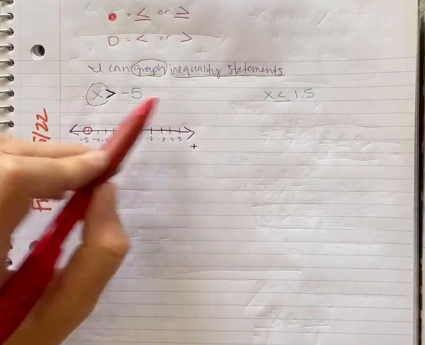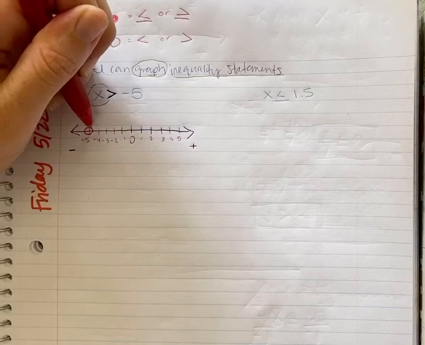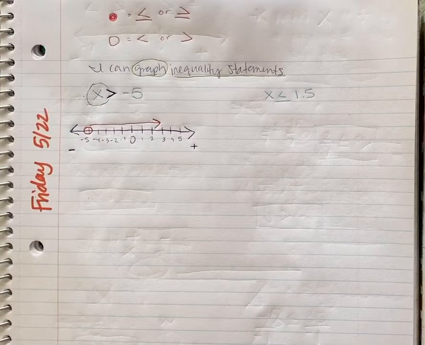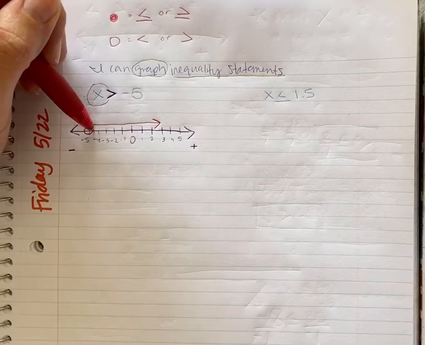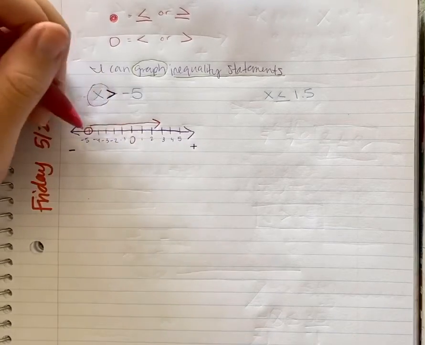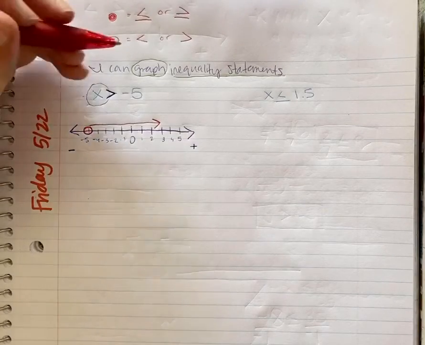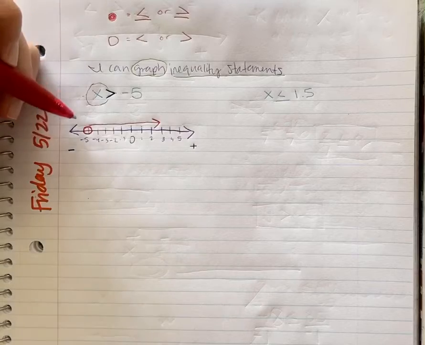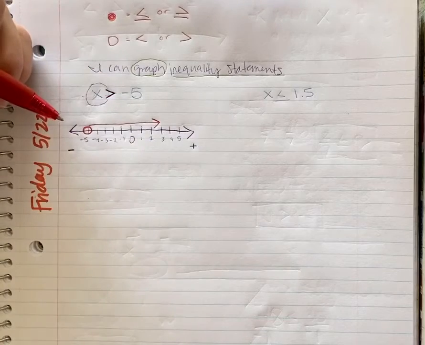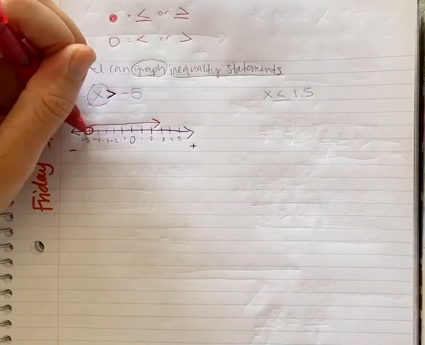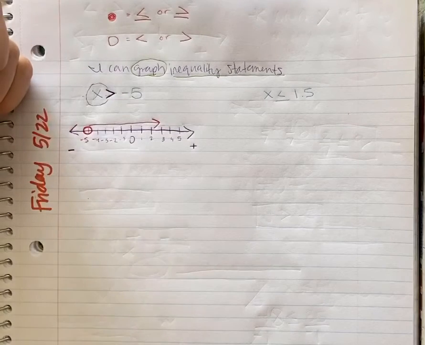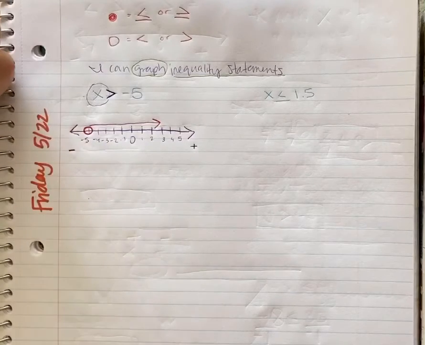Hopefully you're realizing that that's all these numbers to the right. So I'm going to draw my arrow going to the right, just like this. What this shows is that all of my answers that are greater than negative 5 go to the right of negative 5. Now my circle is open. What that means is, can my answer be negative 5? Is negative 5 greater than negative 5? No, it's not. So this open circle means that it doesn't include negative 5, but it's everything that's greater than negative 5. That's why there's that open circle.